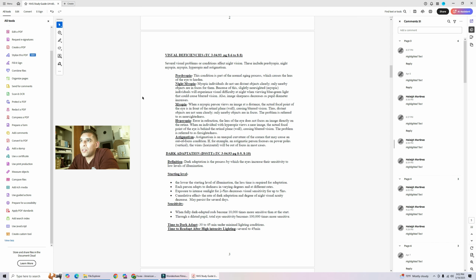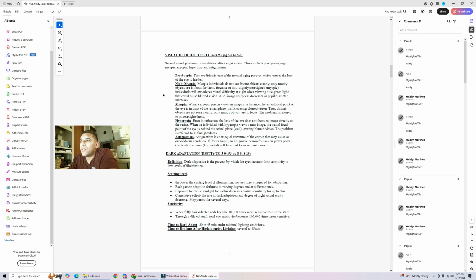Deficiencies. Several visual problems or conditions can affect night vision. These include presbyopia, night myopia, myopia, hyperopia, or astigmatism. I'll give you the lowdown here. So, presbyopia: this condition is a part of the normal aging process which causes the lens of the eye to harden. So anyone over 30, any old people like me. Presbyopia, old people.